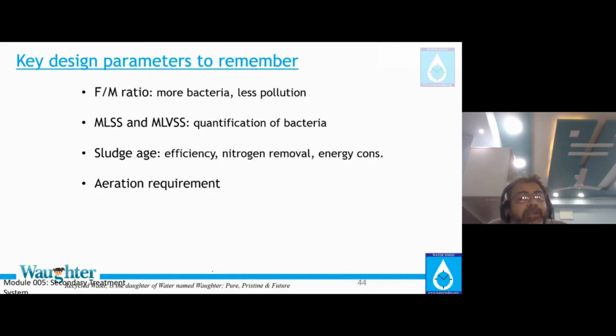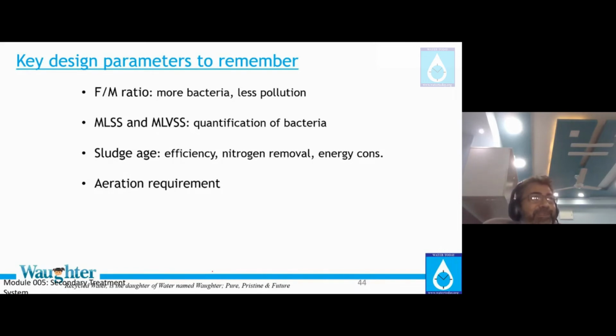Then again you come to sludge age. Sludge age means you are throwing something out, and what you are throwing out is the bacteria. So sludge age alteration alters both F by M as well as MLSS. And the fourth thing is aeration requirement. So you will say, Sanjeev, don't confuse. Tell two very simple things. There's one thing called COD and one thing called biology. That's it. The answer is yes. There are two things.